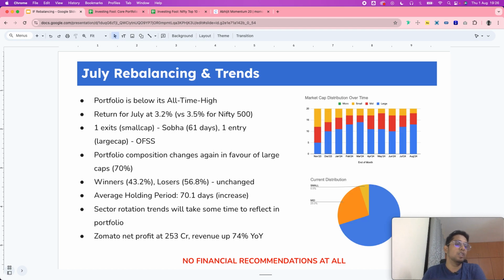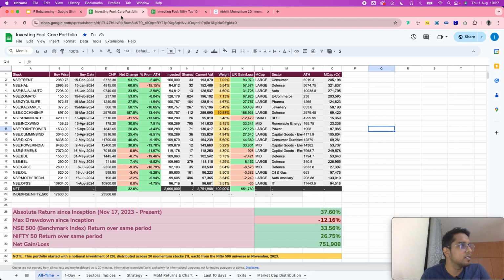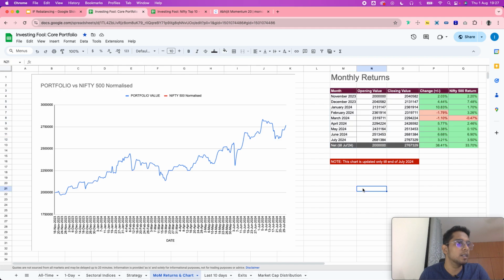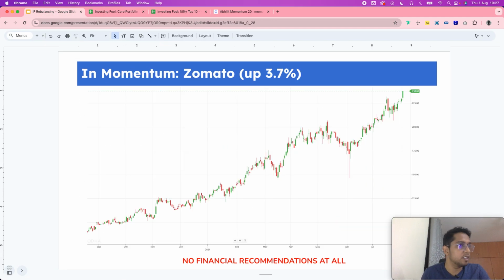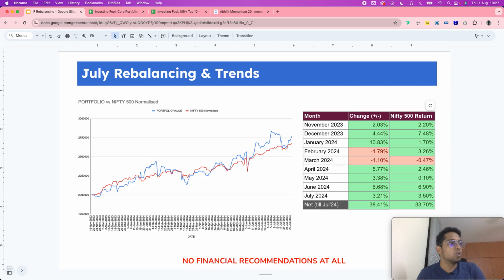Let's move on to the overview. We are at the end of July and the portfolio is not at its all-time high. As we cover points on this slide, we'll go back on the sheet and see what all things we are doing. Let's take a look at the month-on-month returns and chart. This has been updated till July. I'm not sure why the Nifty curve is not coming here for some reason. I'd put a copy of this in this slide as well. Let's just take a look at that. Yeah, so this is the page.